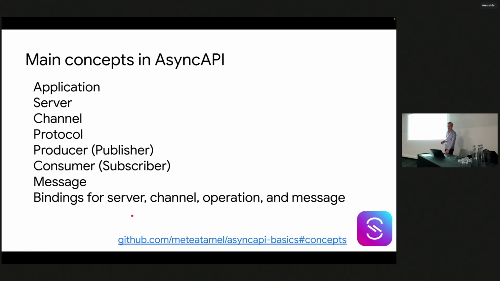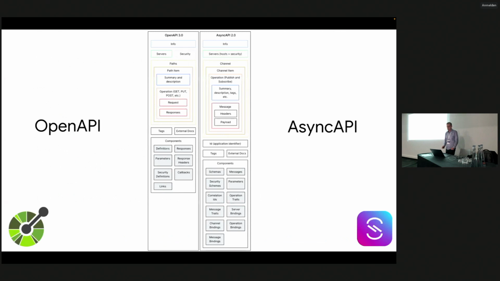So you can extend server, channel, operation, and messages to add your own custom things. For example, Google Cloud has bindings for Google Cloud PubSub. That way, you can use AsyncAPI to document Google Cloud PubSub topics, basically. And I'll show you some examples of this shortly.